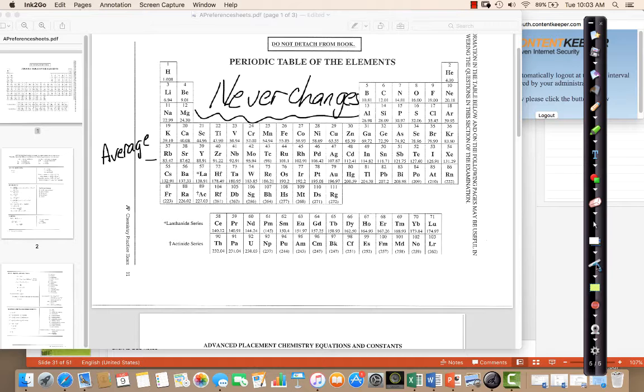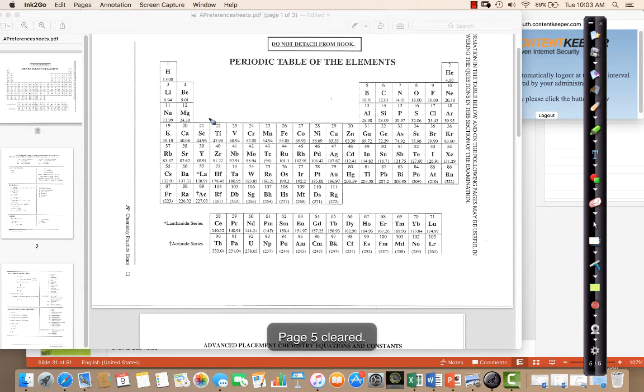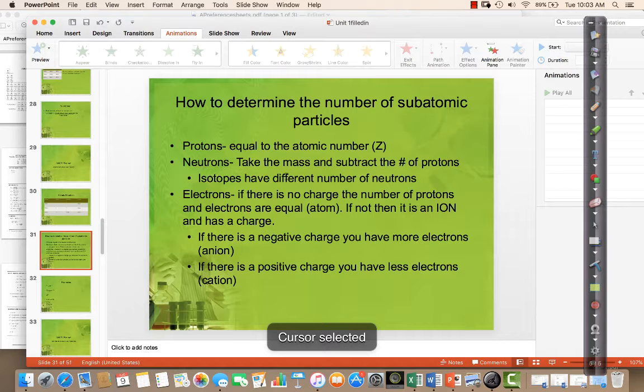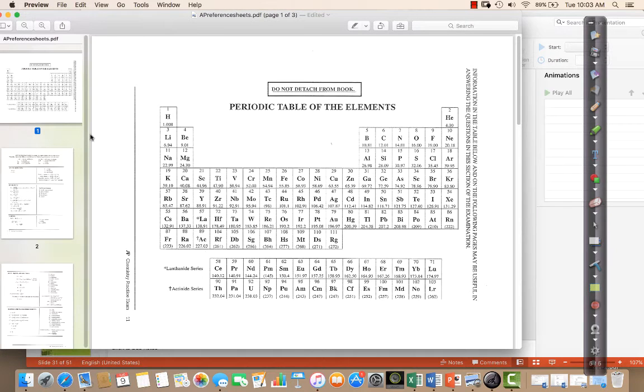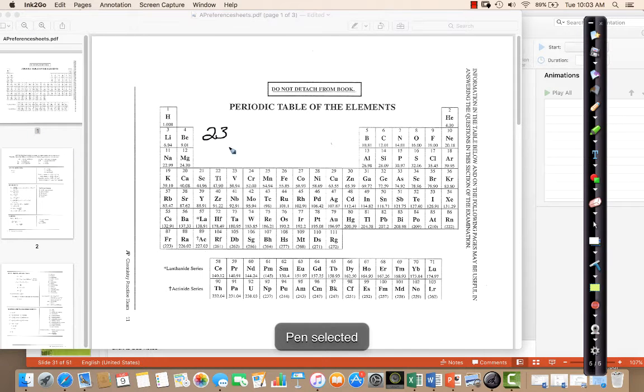All right, so the protons will be the number on the top, so that's the atomic number that never changes. And for the number of neutrons, you're going to take the mass and subtract the number of protons. So if I were to look at sodium again, sodium has a mass of about 23. So for this, we will go ahead and round.